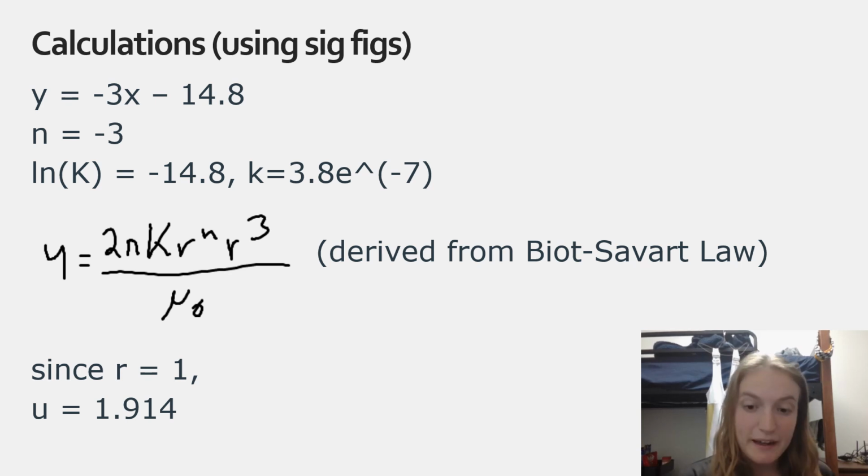Now to show some of the calculations from the Excel sheet. My linearization line showed that y was equal to negative 3x minus 14.8, so it was a downward slope. Then my n, as a result, was negative 3. The natural log of k was negative 14.8, which meant that k, after applying e to the power of both sides, was 3.8 e to the negative 7th. Next, I calculated mu by readjusting all the variables of the Biot-Savart law, and since r is equal to 1, I got that mu was equal to 1.9.